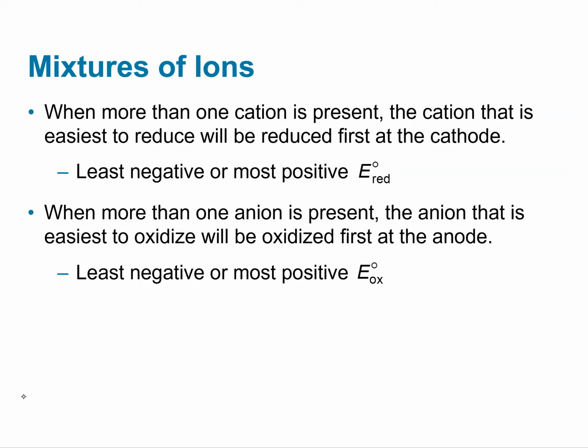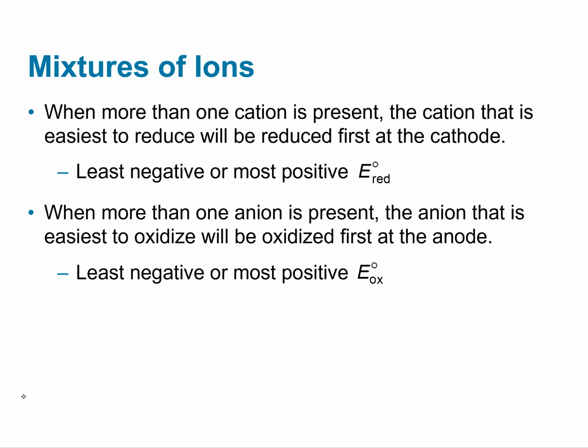So what do we do for mixtures of ions? Well, when more than one cation is present, the cation that's easiest to reduce will be reduced first at the cathode. That makes sense, because in terms of potential, if something's easier to reduce, it's going to go first. And we can determine what that is by looking at the least negative or most positive standard reducing potential. What's easiest to reduce? It's the one with the most positive reducing potential when we're looking at our chart.